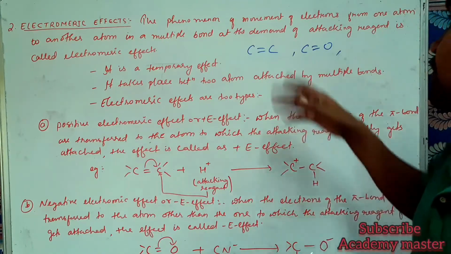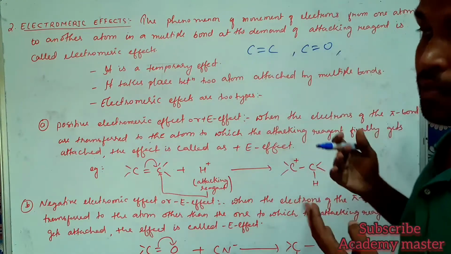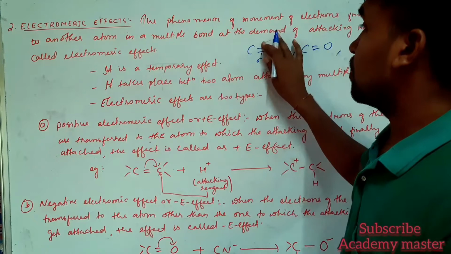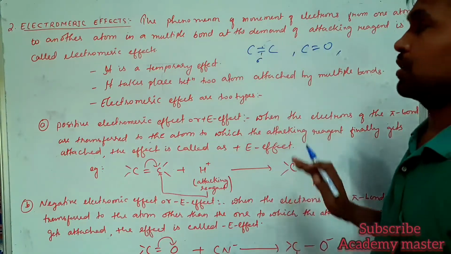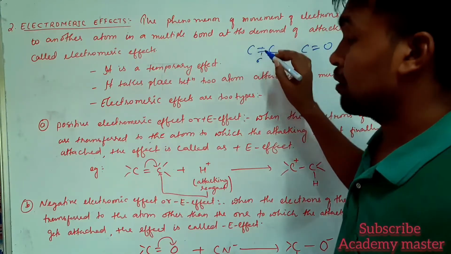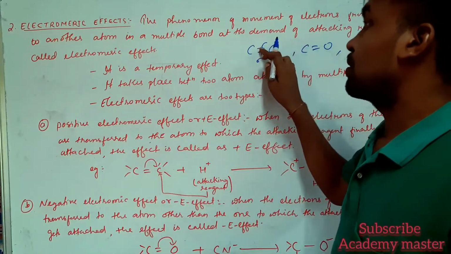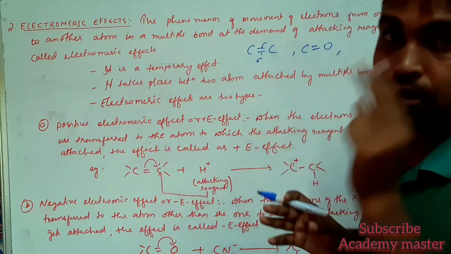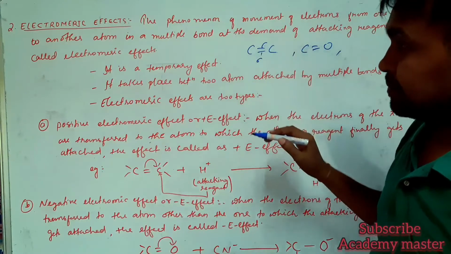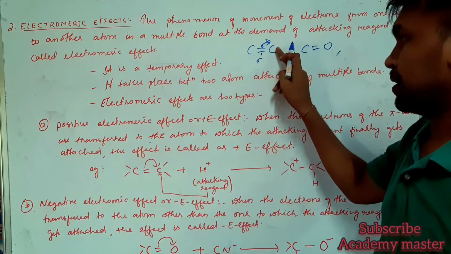And what does it mean? It is the phenomenon of movement of electrons. When there is a double bond, the first bond is called sigma and the second bond is called pi. Always remember, the sigma bond is not broken; the pi bond is. One bond is made up of 2 electrons, so when the pi bond is broken, 2 electrons are released. The movement of these electrons to another atom can be to this atom or to that atom.